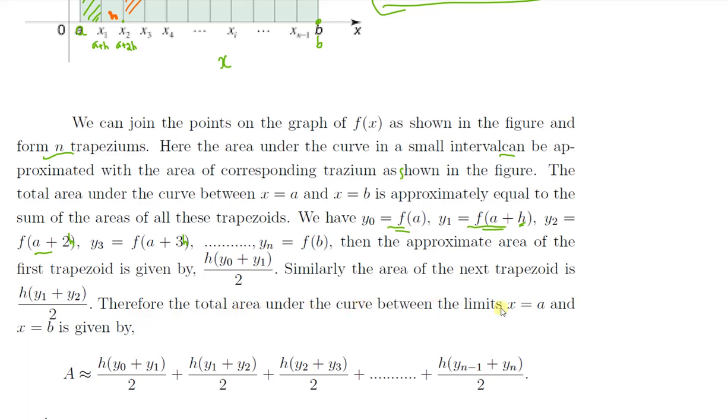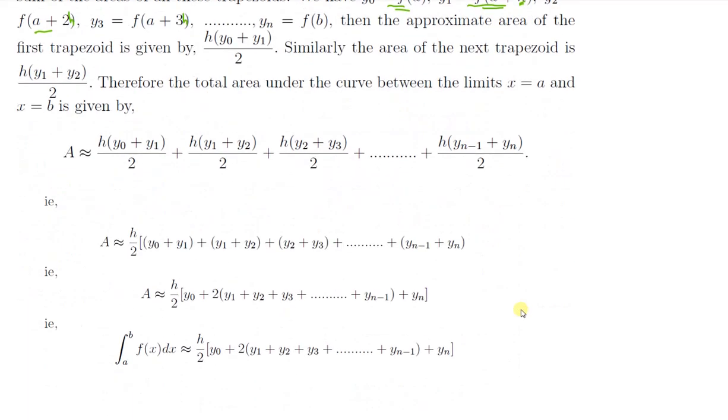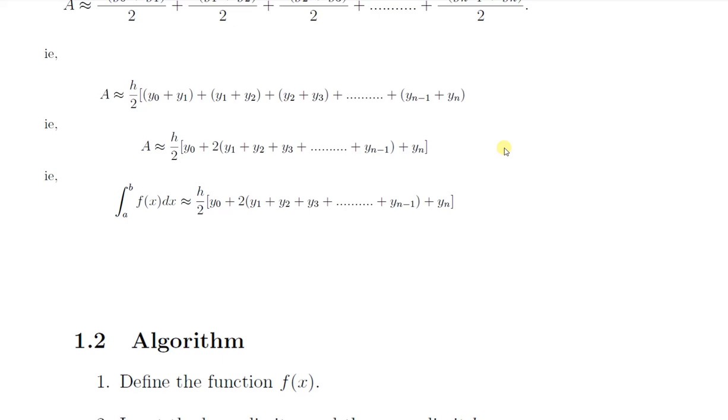Therefore, the total area under the curve between x equal to a and x equal to b is given as A equal to h by 2 into y0 plus y1, plus h by 2 into y1 plus y2, plus h by 2 into y2 plus y3, etc., plus h by 2 into yn minus 1 plus yn. Okay. This we have written as h by 2 taken outside, y0 plus y1 plus y1 plus y2 plus y2 plus y3, etc. So this can be h by 2 into y0 plus 2 into y1 plus y2 plus y3 plus etc., plus yn minus 1, plus yn. So this is that.